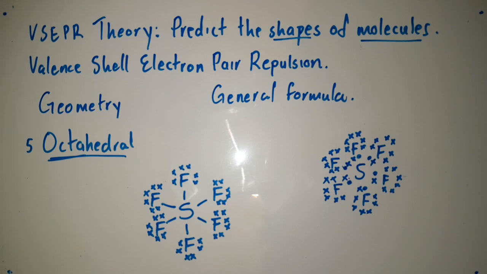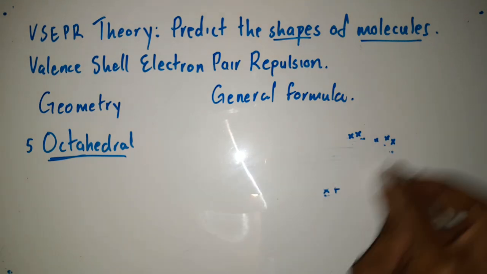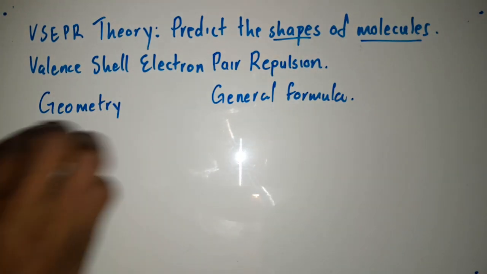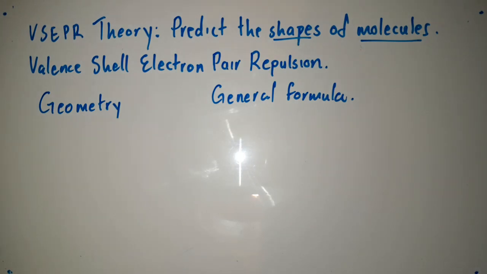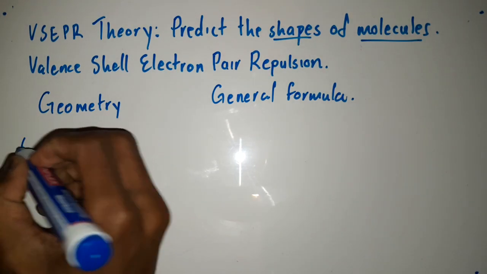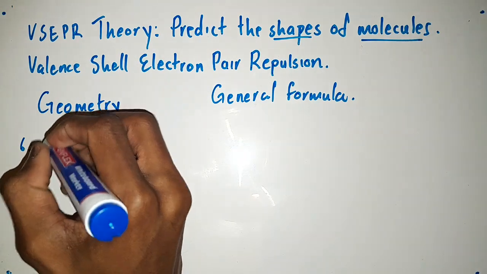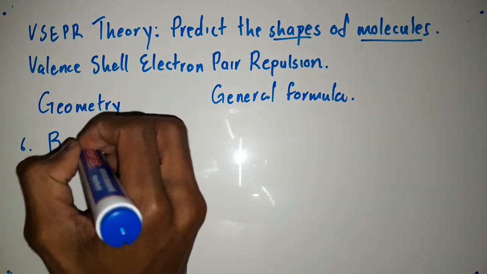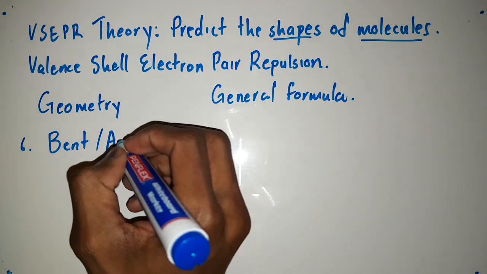Now, let us continue. We also have the geometrical shape which is known as bent. Some call it angular. See number 6, bent. Some call it angular.